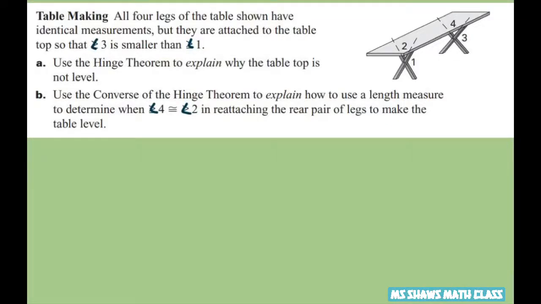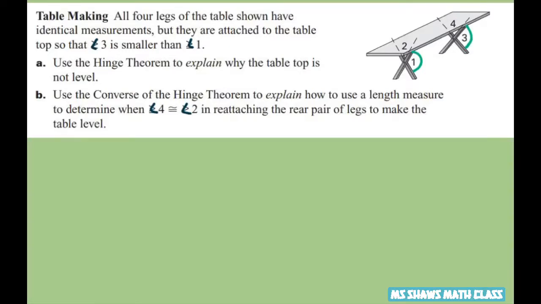Hey everyone, all four legs of a table are shown to have identical measurements, but they are attached to the table so that the measure of angle 3 is smaller than the measure of angle 1. So we're going to use the hinge theorem to explain why the table top is not level.